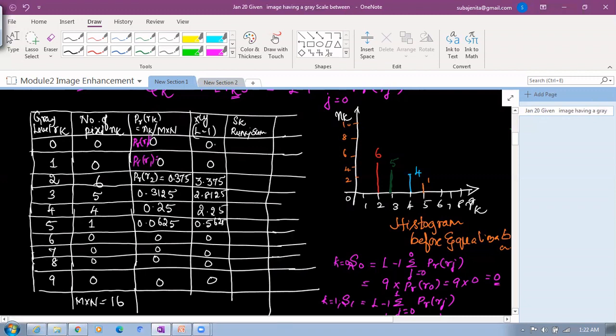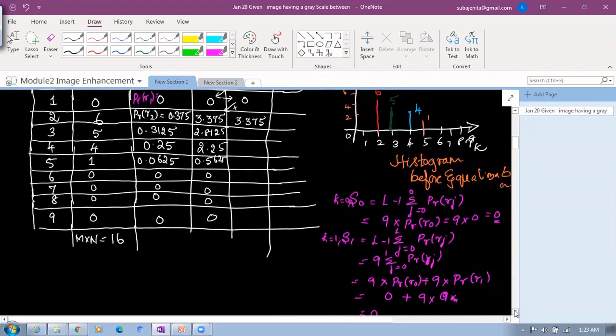Sum is nothing but just we can take the previous column, the first element is 0 here. Then let us perform running sum as follows. 0 plus 0 has to be filled in the second column. That is 0 plus 0 is 0. Now you can perform running sum with the next element. 0 plus 3.375. So we get 3.375.